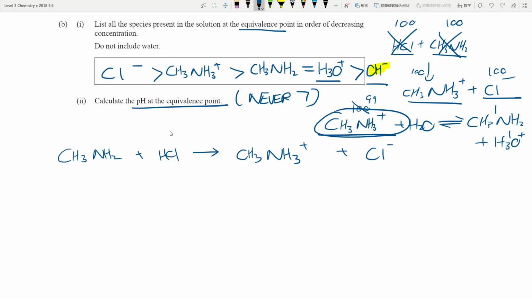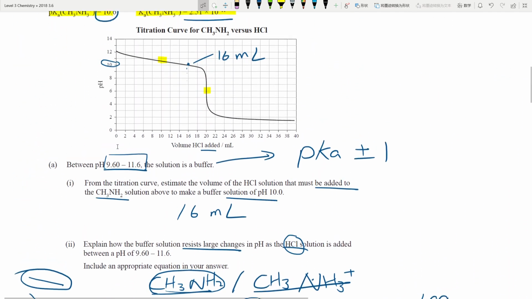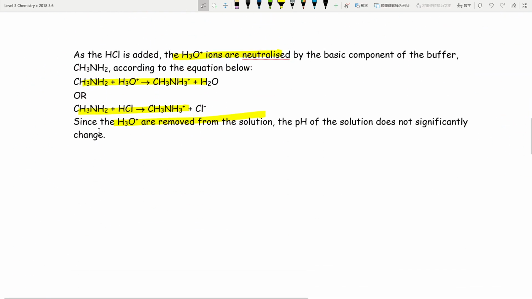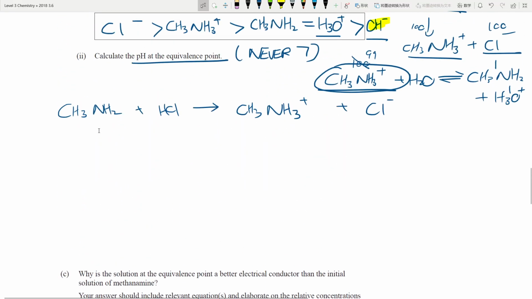At equivalence point, the moles are the same amount. Yeah, so what do I know about the CH3NH2? Let's quickly scroll up. The concentration of CH3NH2 is 0.168, and the volume is 25 mL.